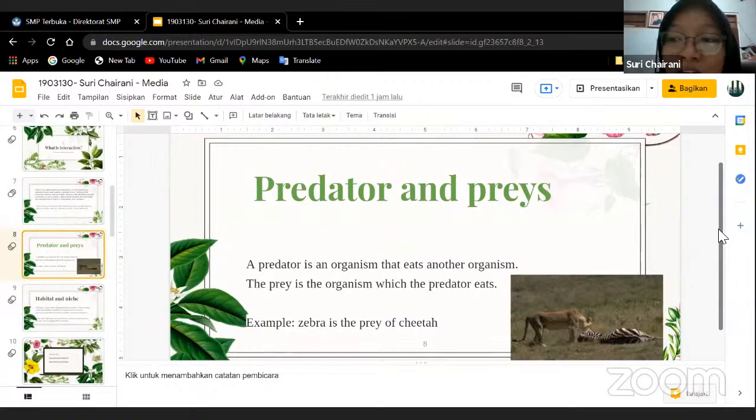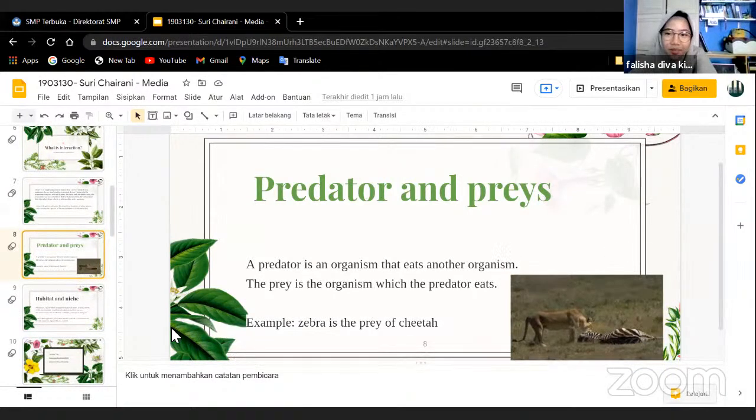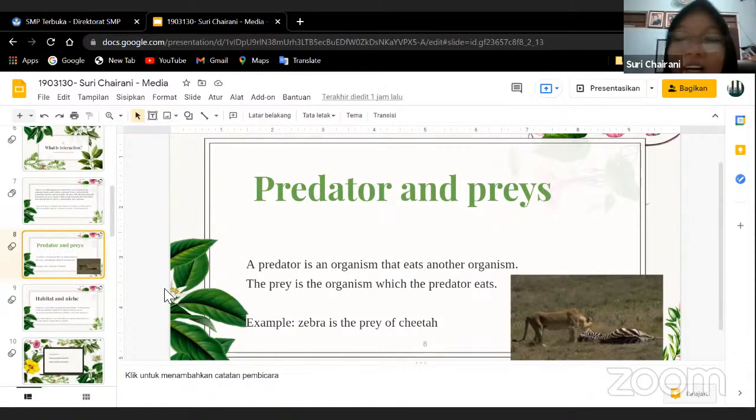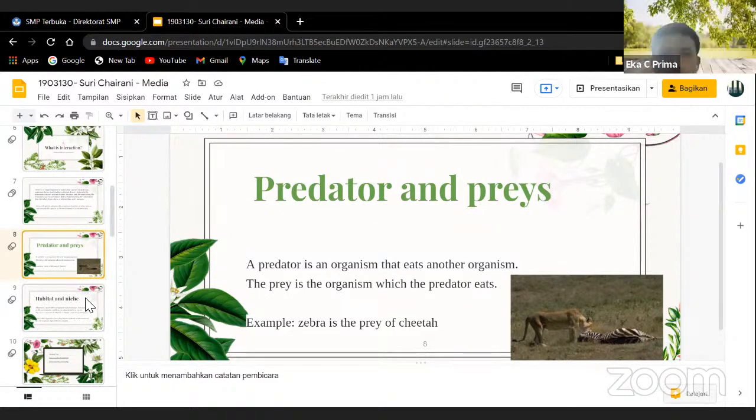Nabila says that the crocodile and chicken are the predator and prey. Does anybody want to share any other example of predator and prey? Cat and a mouse. Yes, Felicia. Cat is a predator and a mouse is a prey. Yes, that's right. So you already know what is predator and prey. And then we jump to the next slide.